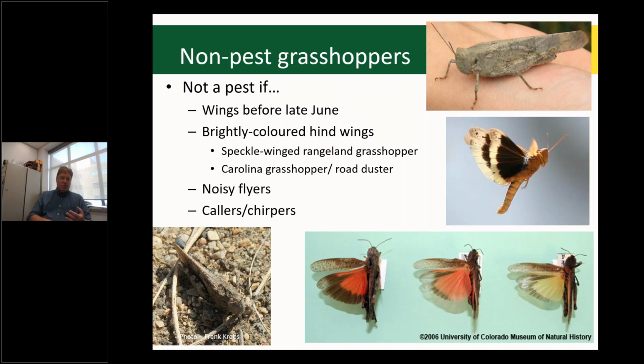So if the animals have brightly colored hind wings, or they're noisy flyers, or they're callers or chirpers... We do get calls occasionally about different species of crickets, particularly in forages. For the most part, these are not damaging. They can occur at relatively high numbers, but for the most part, they're not damaging. So if they're calling to each other, you're not dealing with a pest species.